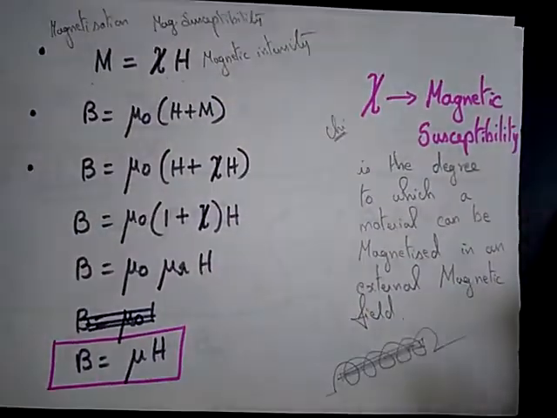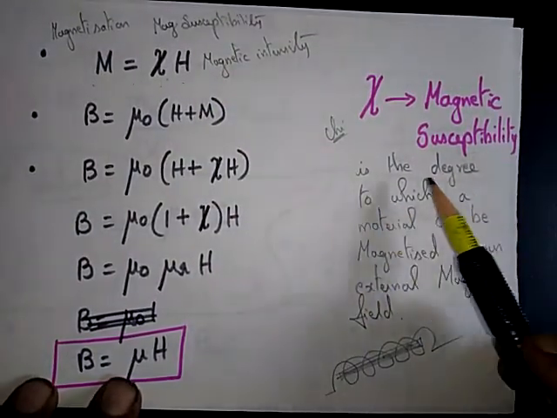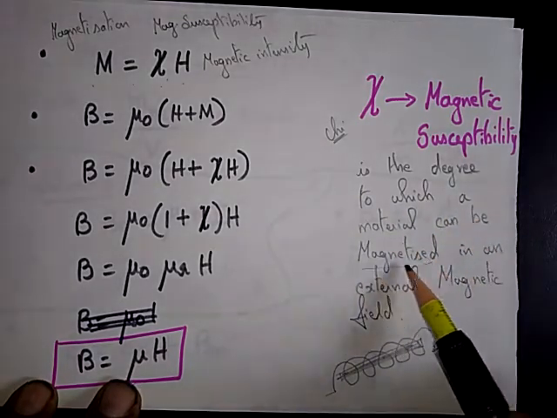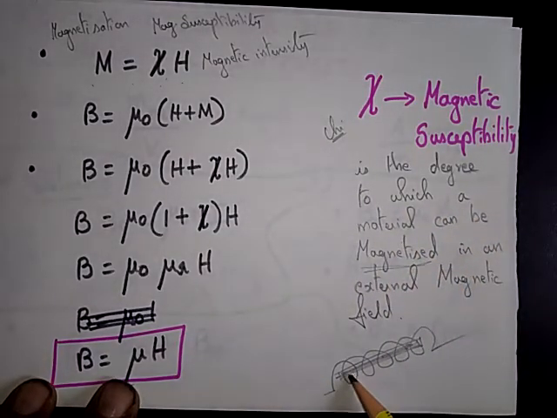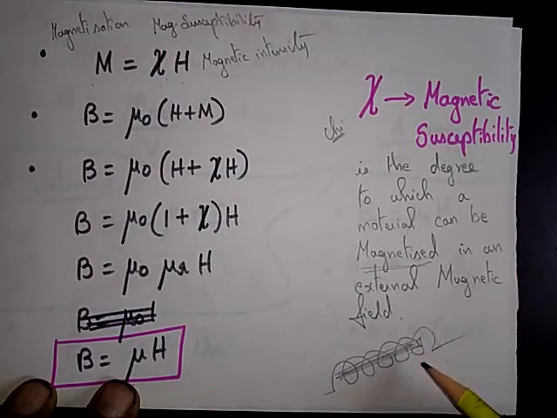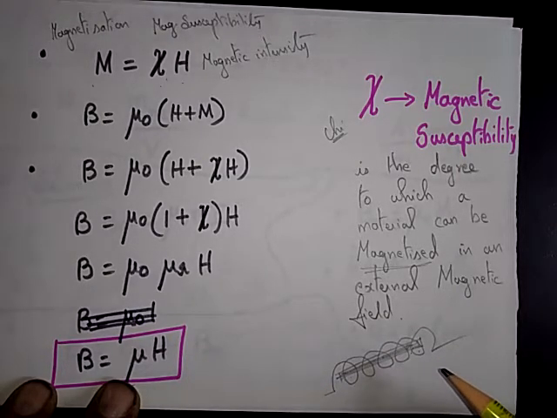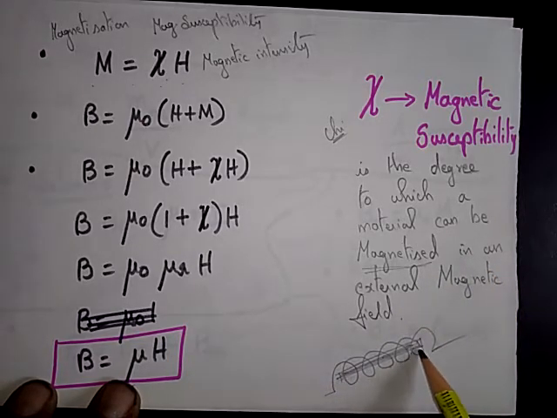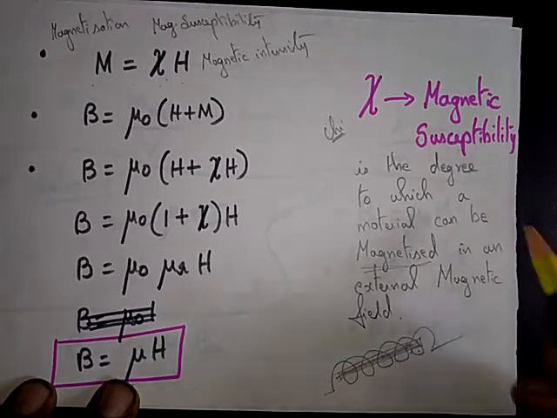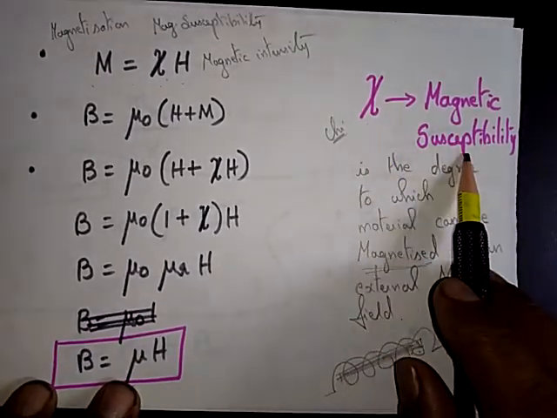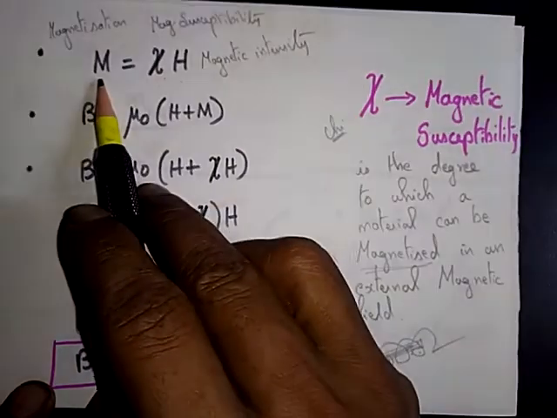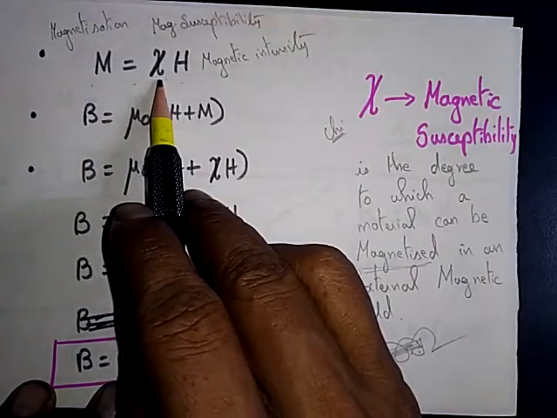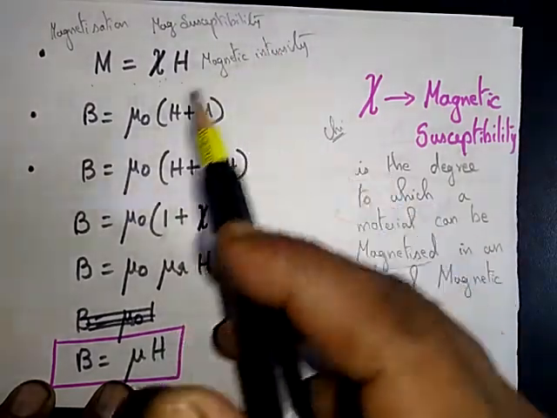Once again I repeat, magnetic susceptibility is the degree to which a material can be magnetized. Some materials will magnetize very easily and some materials will take more time to magnetize and the magnetic field retained is very less. We call it residual magnetism. So it depends on the material. So that parameter is indicated by chi, which is magnetic susceptibility. So we can say magnetization is equal to magnetic susceptibility multiplied by magnetic intensity.